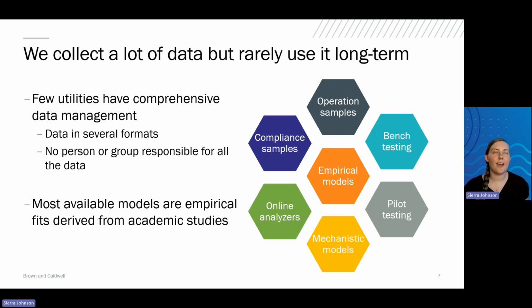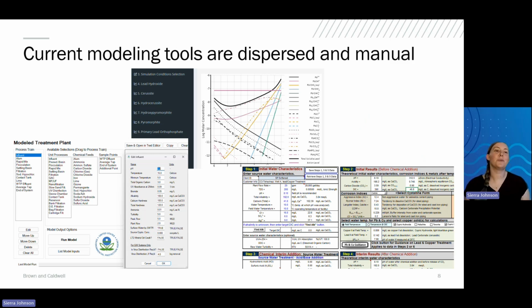We mostly have these empirical models that come from academic studies and are in all of these published papers. And it means that our modeling tools are all over the place. So we have this software from the 90s where you click through and create your treatment train one step at a time. The EPA has recently been releasing a lot of Shiny apps, which is great for the transparency of the code, but it doesn't change the fact that the apps are only doing one thing with one water.